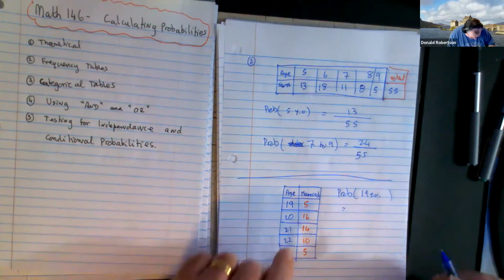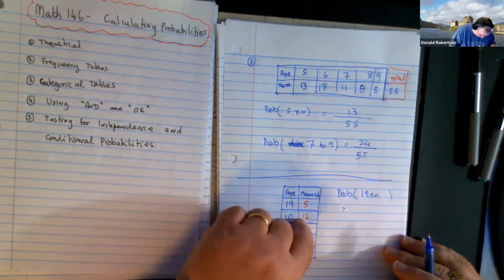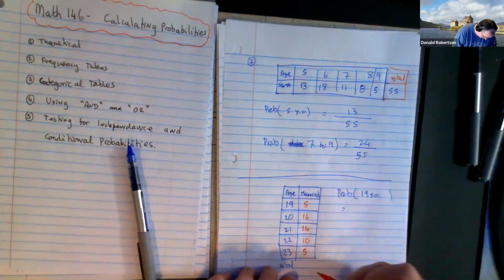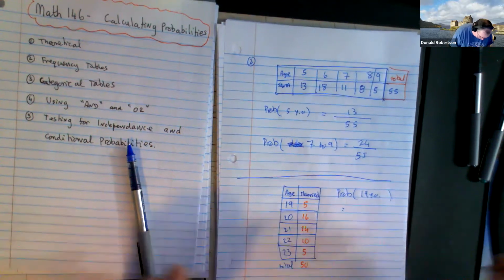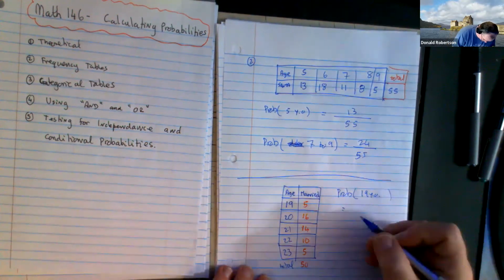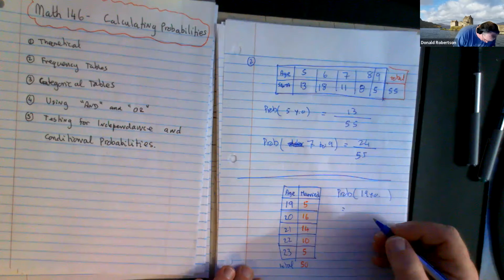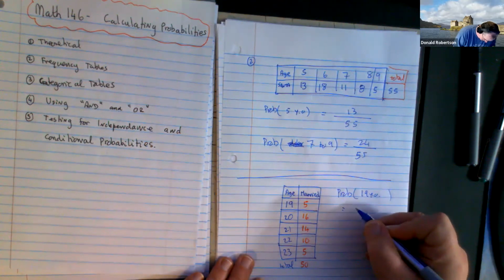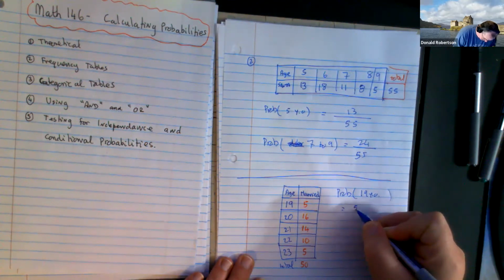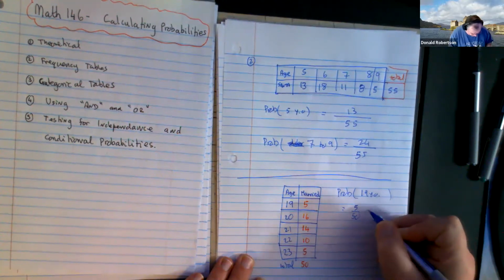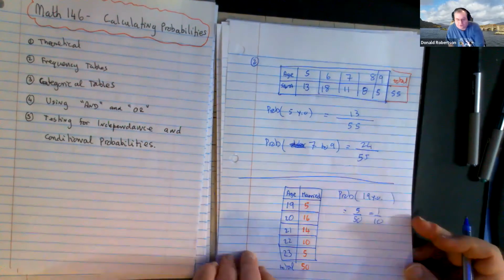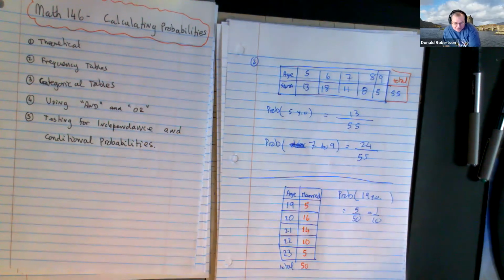Let's see, 10, 30, 40, 50. Yes, nice round number. So the probability that the male in that married couple was 19 years old, it's 5 out of 50, or 1 in 10. And you could ask questions like, from this sample, what's the probability that you pick someone who's older than 21 or younger than 22 or whatever it should be?